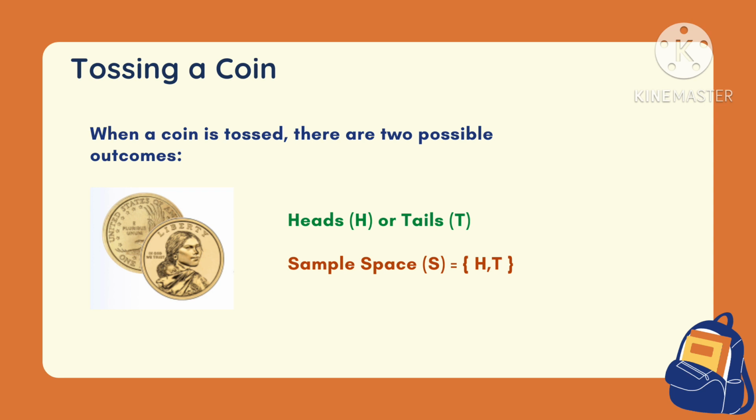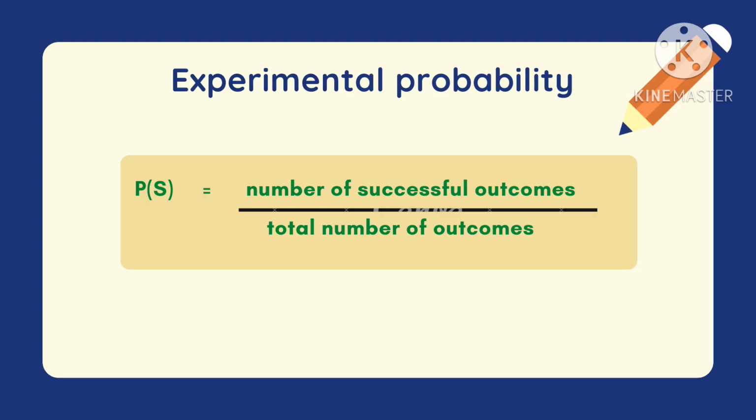So the sample space is H and T. Experimental probability. Probability can be estimated through experiment. In such a case, you can define the probability of a successful outcome as the number of successful outcomes divided by the total number of outcomes. Often used with a coin, a die, and a card.